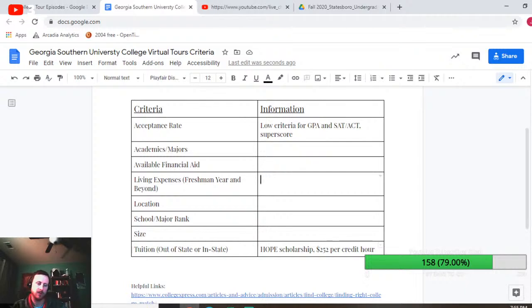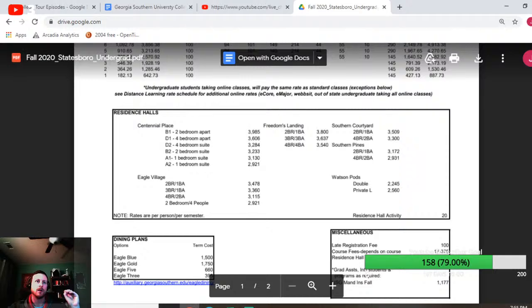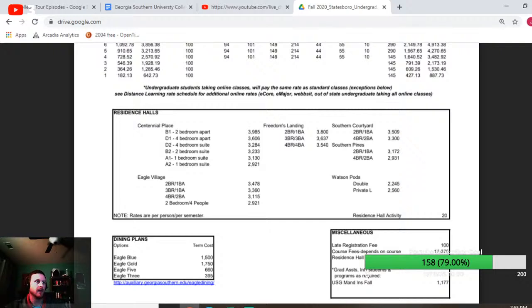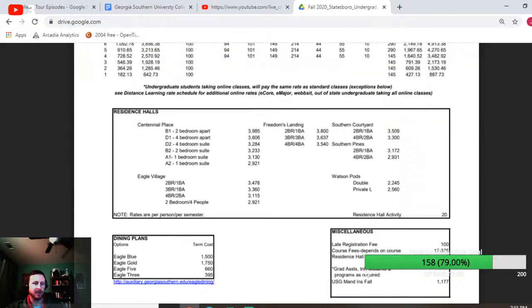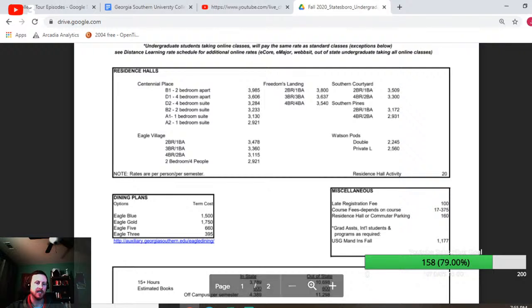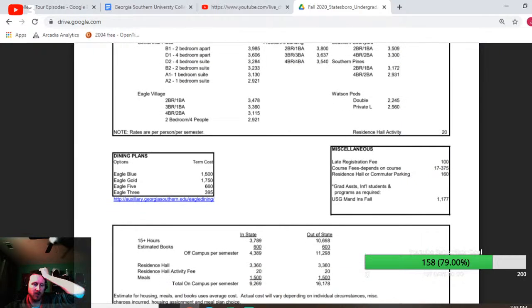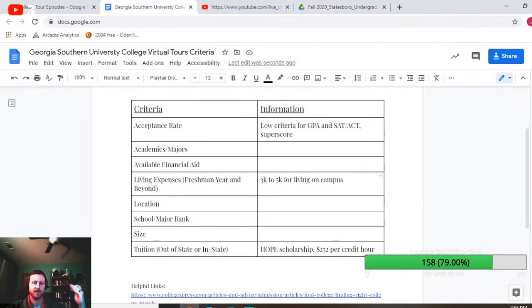So living expenses, 3K to 5K for living on campus, which is reasonable, actually, in my honest opinion, especially in comparison to what we looked at with SCAD and stuff like that. Looks like they do have some dining plans as well, upwards of like 1750, and that's a term. I don't know what a term is, I assume like a semester. That's not outrageous.